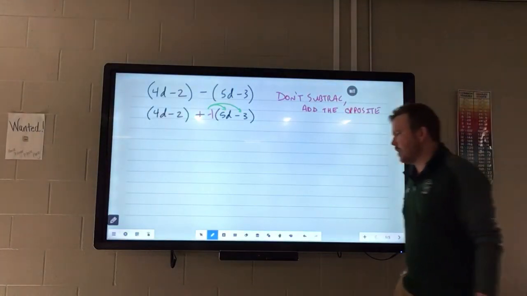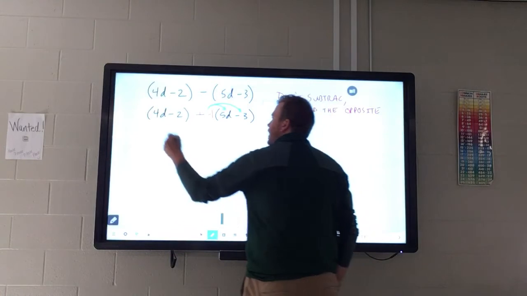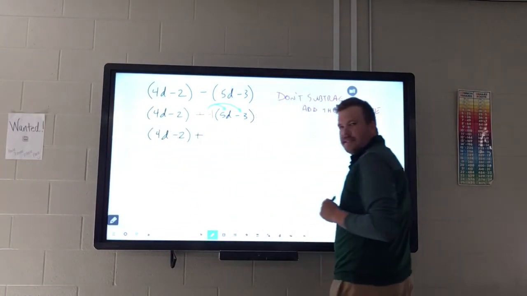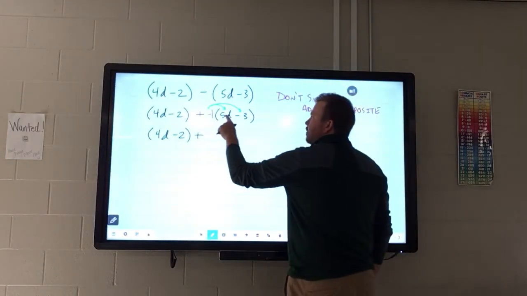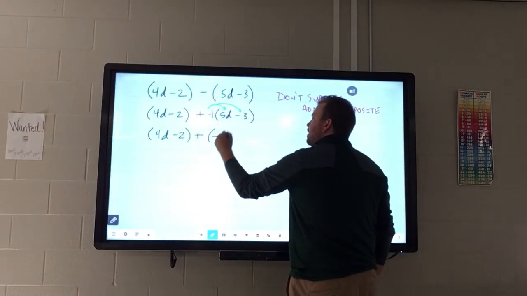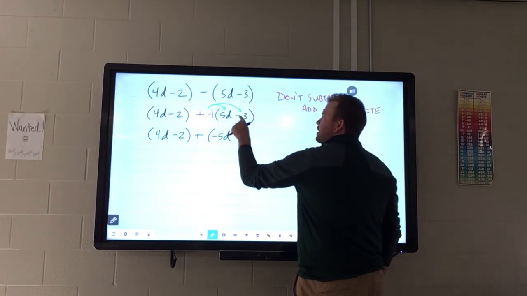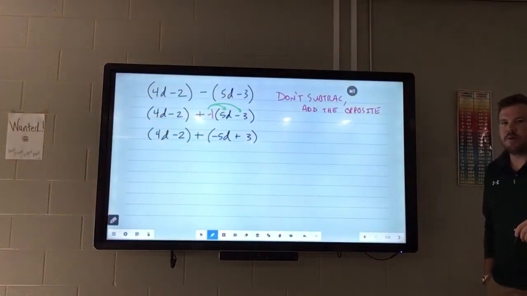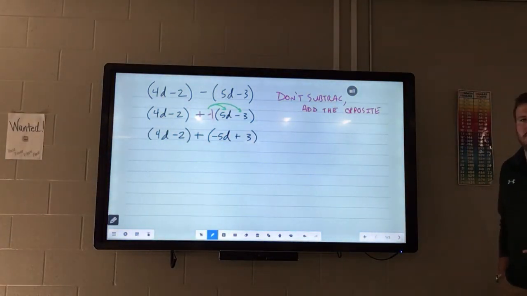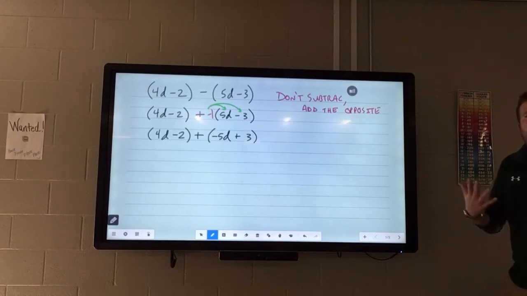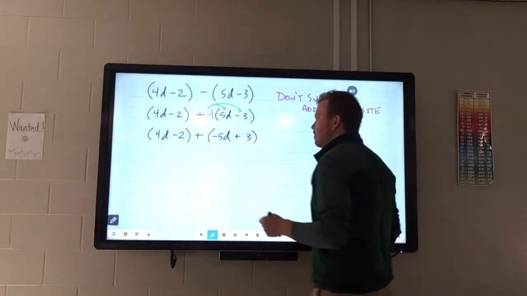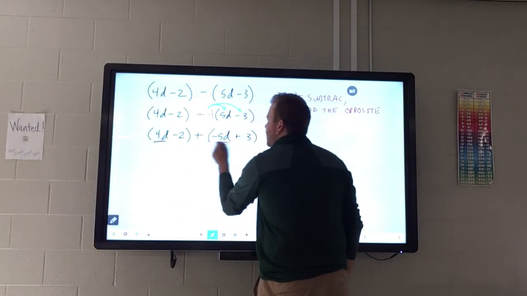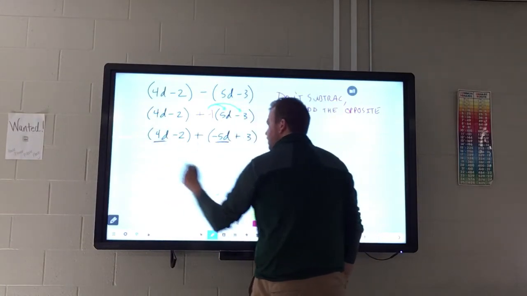So let's do that and rewrite the problem. So my first grouping is unchanged, 4d minus 2. Now we have plus. Negative 1 times 5d is negative 5d. Negative 1 times negative 3 is positive 3. And now what we have here is an addition problem. I'm going to use the horizontal method because that's the one I like better. So let's group my first group of like terms, which is any like term that has just d attached to it.